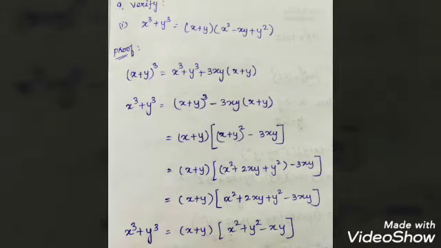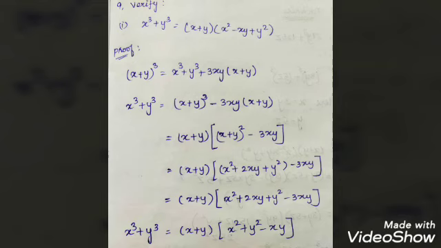Your ninth problem, we are going to verify: x cube plus y cube is equal to (x plus y) into (x square minus xy plus y square). First we are going to take the (x plus y) the whole cube formula, and from that we are going to derive. What is (x plus y) the whole cube? x cube plus y cube plus 3xy into (x plus y). Keep that x cube plus y cube as it is, because we have to find that only. So take the remaining thing to the left hand side.